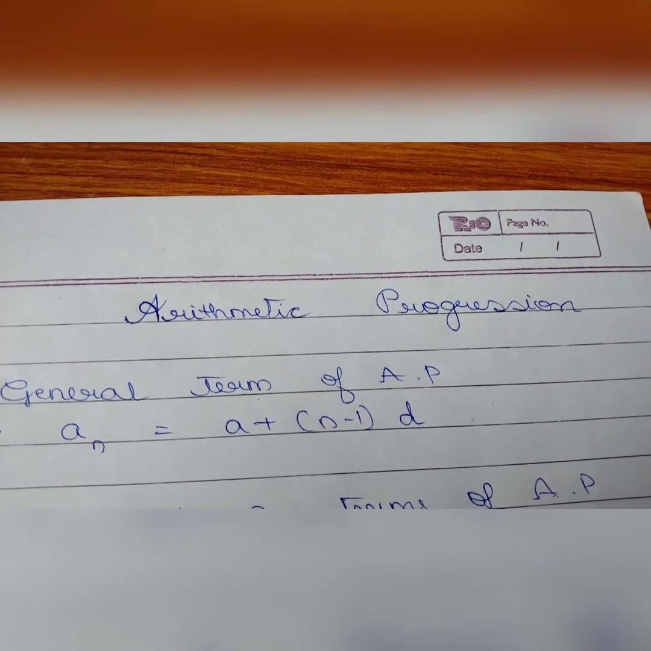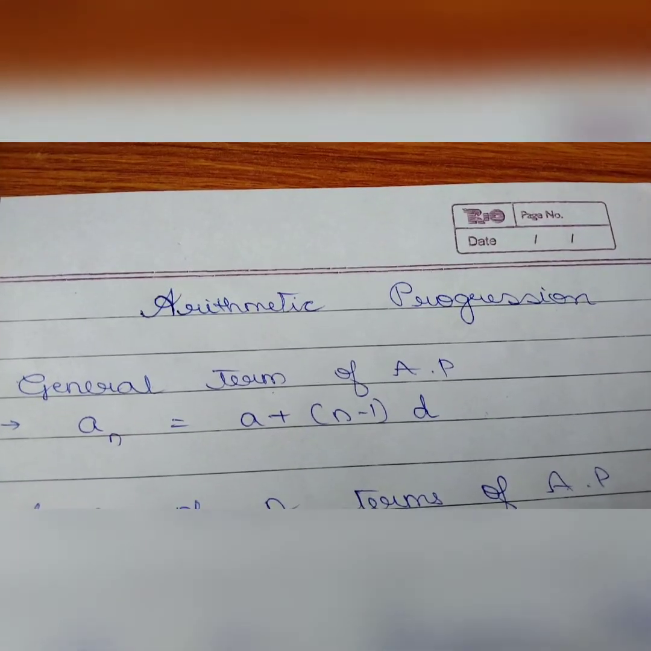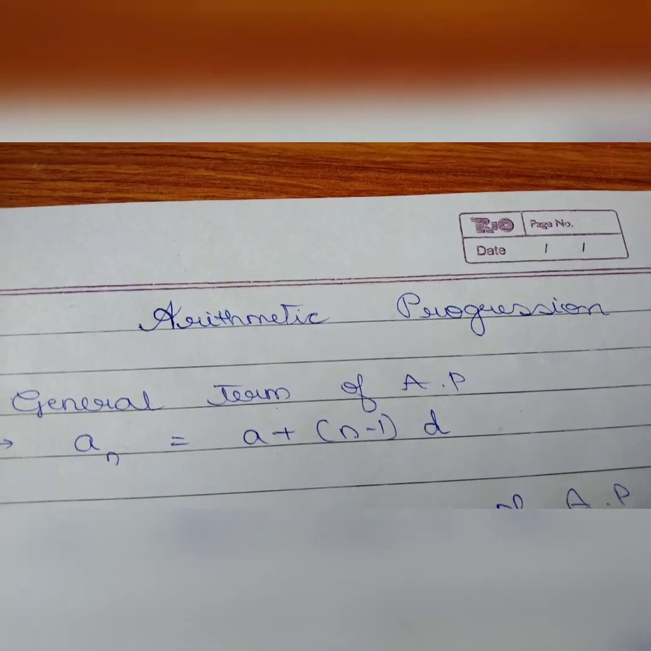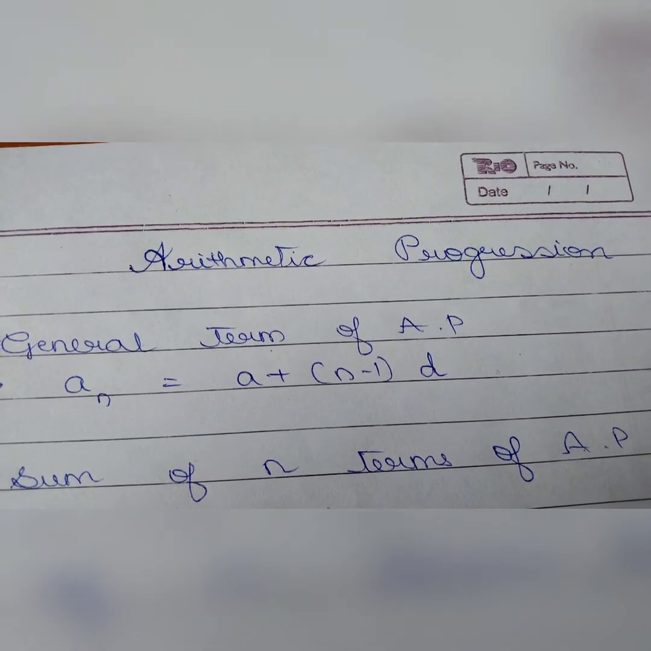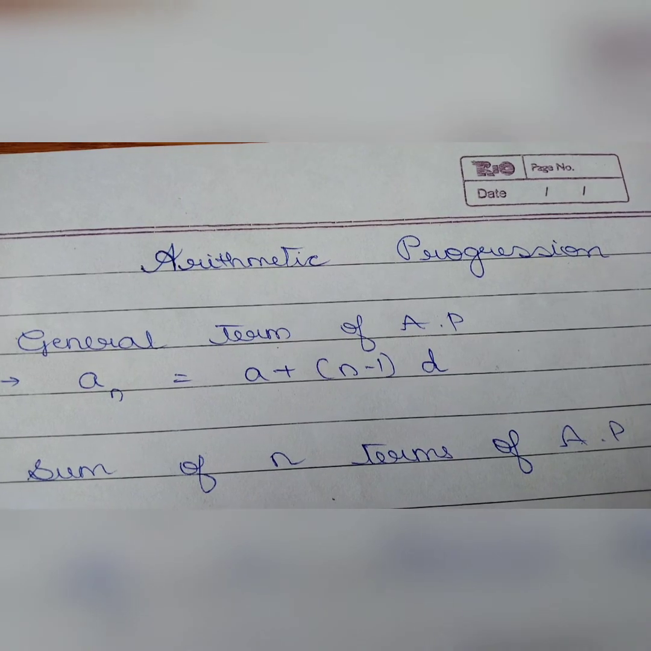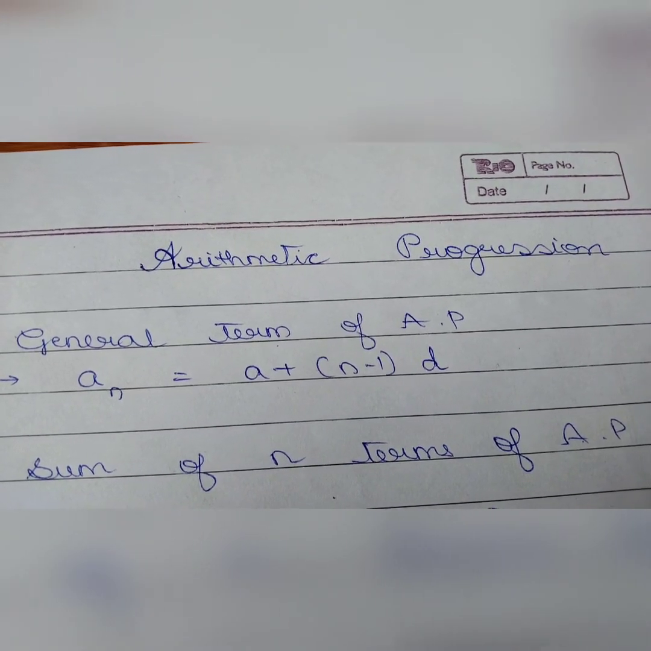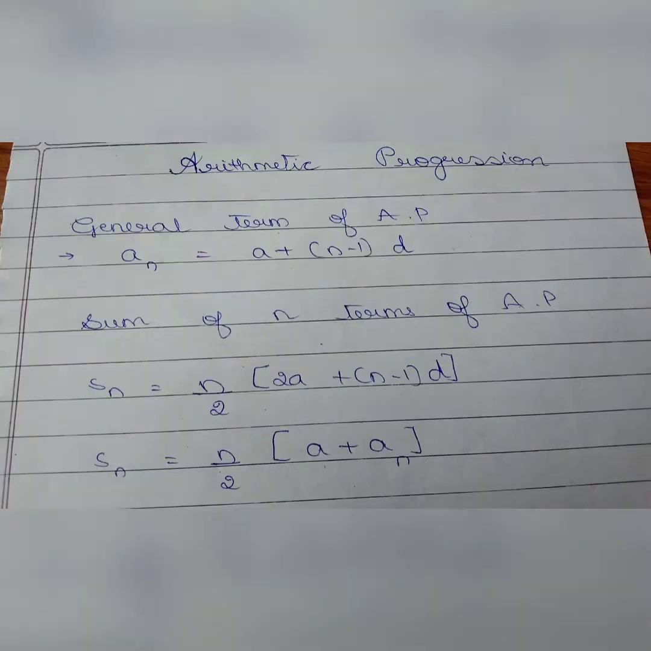Arithmetic progression. In this chapter, all these questions can appear for 1 mark MCQ. General term of AP. General term of AP is given by an equals a plus (n minus 1) into d.